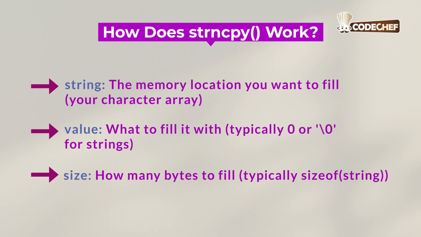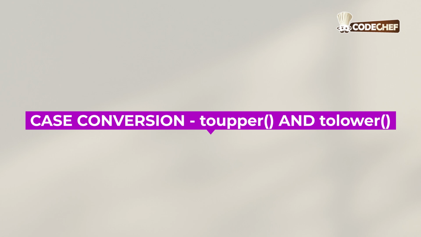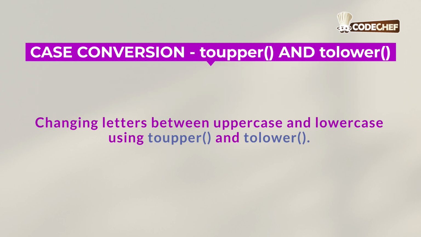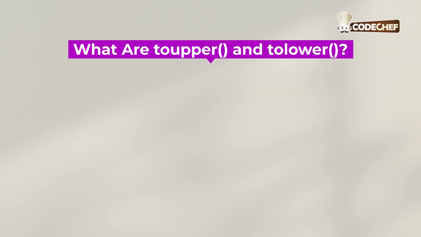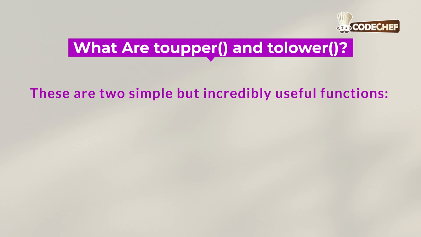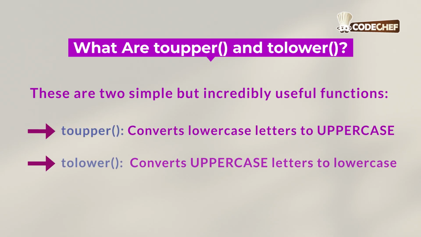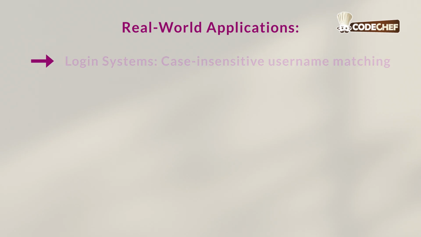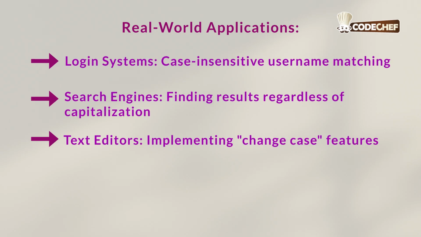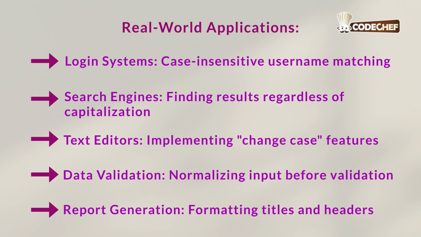Alright, now let's talk about our third concept, which is case conversion, changing letters between uppercase and lowercase using toupper and tolower. What are toupper and tolower? These are two simple but incredibly useful functions. toupper converts lowercase letters to uppercase, and tolower converts uppercase letters to lowercase. Think of them as text transformers. They change the appearance of letters while keeping everything else the same. Real world applications are login systems, search engines, text editors, data validation, and report generation.